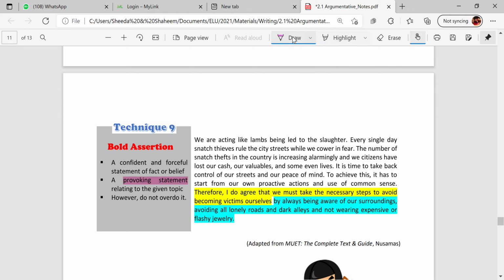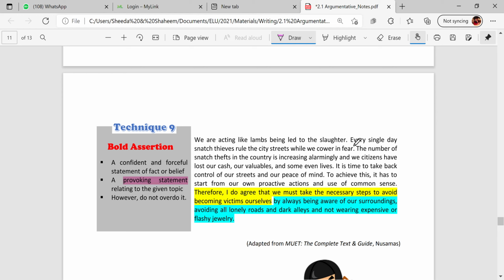But yeah. So, for example here, we are acting like lambs being led to the slaughter. Every single day, snatch thieves rule the city streets while we cower in fear. So, as you can see, it is a bold statement. It is a provoking statement.